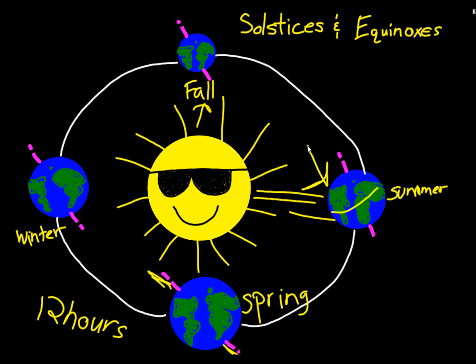And now for the winter solstice, it's basically the same as the summer solstice, except backwards. The southern hemisphere will get more direct sunlight, and the northern hemisphere will get less direct sunlight. And so it's the shortest day in the northern hemisphere and the longest day in the southern hemisphere.